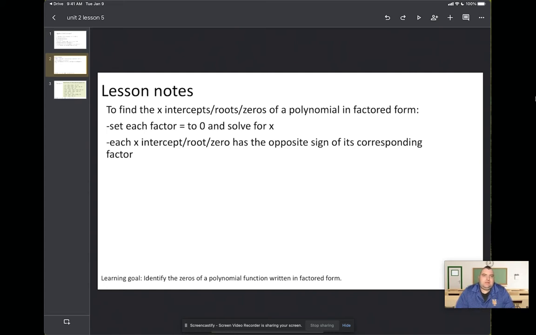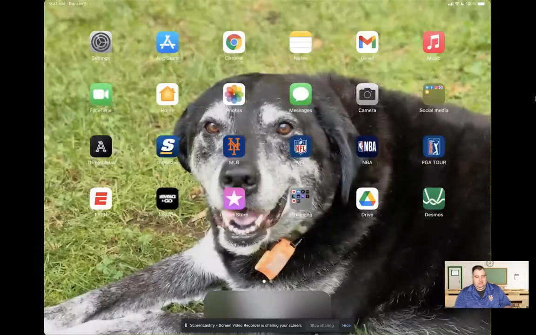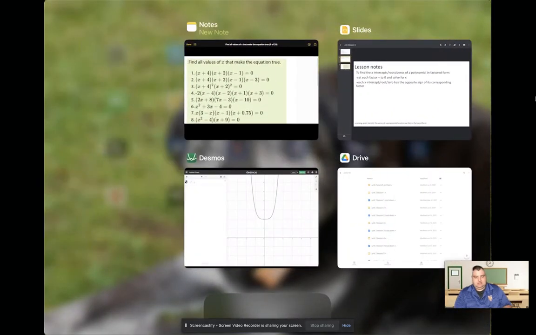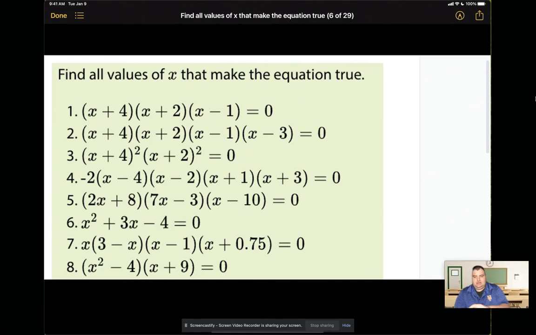So to find the x-intercepts, the roots or the zeros of a polynomial in factored form, all we're going to do is take each factor and set it equal to 0 and solve for x. So set each factor equal to 0 and solve for x. And an interesting thing that happens is that each x-intercept has the opposite sign of its corresponding factor. Okay, so with that in mind, let's go ahead and take a look at our examples here.